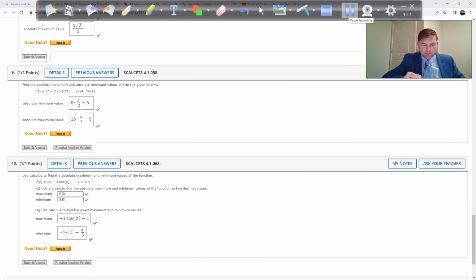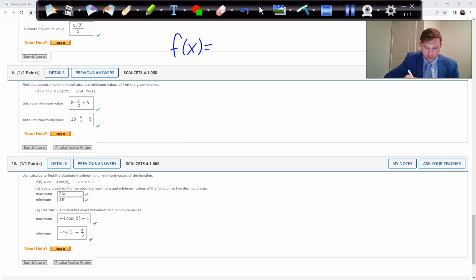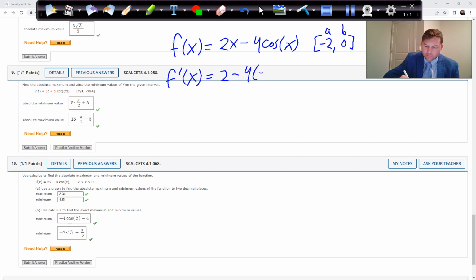Okay, problem 10, last one, also a trig problem. We have f of x is equal to 2x minus 4 cosine x from -2 to 0. That's A, that's B. Now the derivative of this is 2 minus 4 times minus sine x, the derivative of cosine x, double negative, so that's going to be 2 plus 4 sine x.